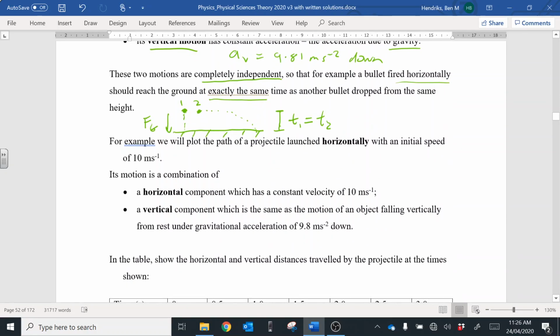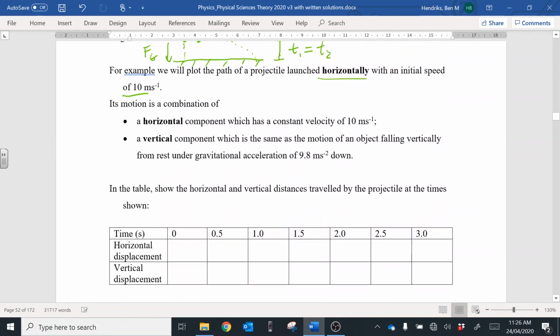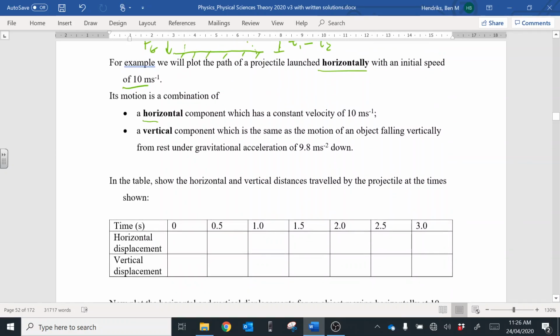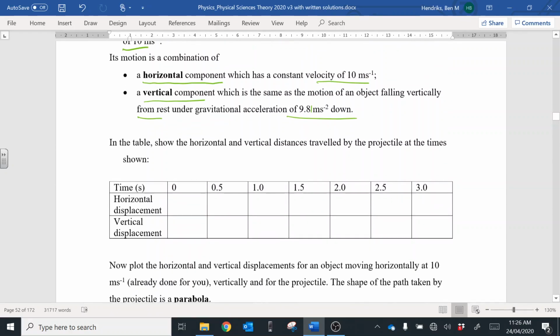Okay, and we'll talk about this now. For example, we will plot the path of a projectile launched horizontally with an initial speed of 10 meters per second. Its motion is a combination of a horizontal component, which has a constant velocity of 10 meters a second, and a vertical component, which is the same as the motion of an object falling. So just imagine dropping a ball from rest under gravity, a gravitational acceleration of 9.81 meters per second squared down. In the table below, show the horizontal and vertical distances travelled by the projectile at these times.